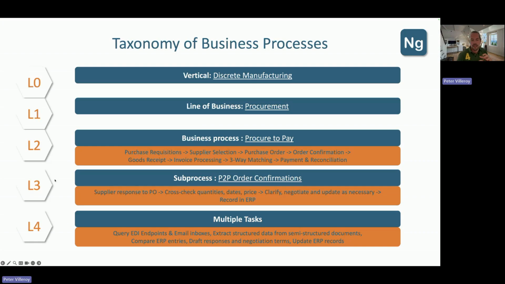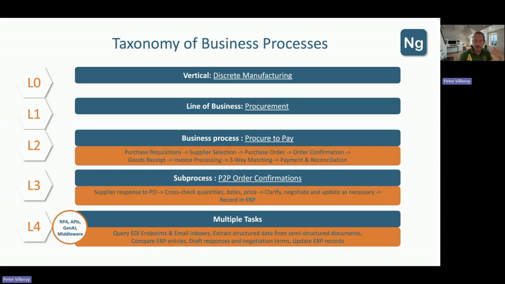Zooming back out for a while, what really the impact of this kind of capability is that it expands the applicability of intelligent automation tools in business processes. So if you think about a taxonomy of business processes from L0 being the industry vertical down through lines of business and the broad business process as they're defined in ERP space being L2, like procure to pay or order to cash, these sub-processes are a major source of pain points for a lot of businesses and the management levels.